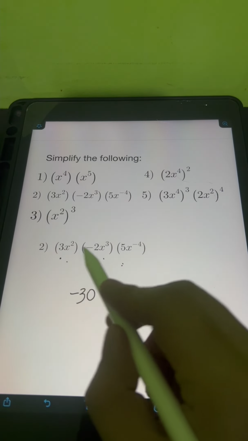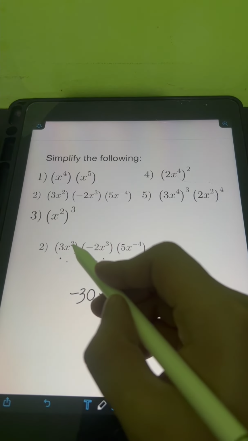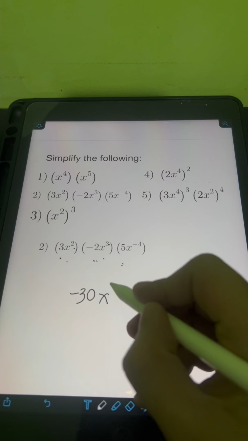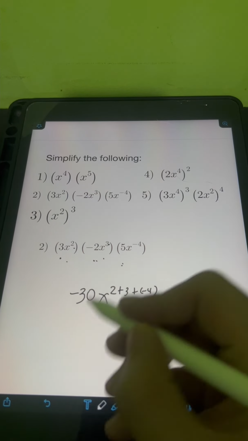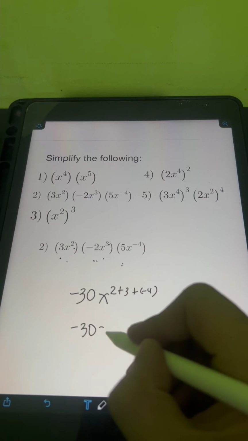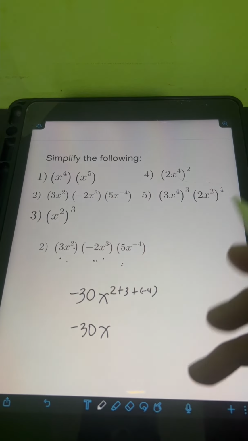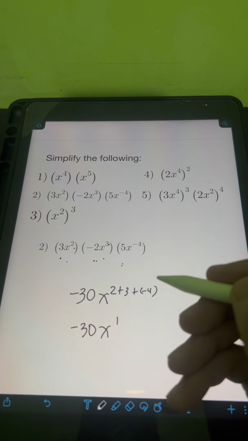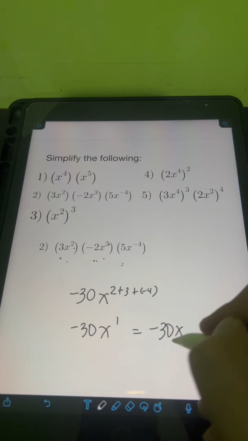And then for the x variables, we just need to copy the same base x and then add their exponents 2, 3, and negative 4. So we have x raised to 2 plus 3 plus negative 4. So simplifying, we have negative 30 x raised to, 2 plus 3, that's 5, plus negative 4, it's 1. So negative 30 x raised to the first, or simply negative 30x.